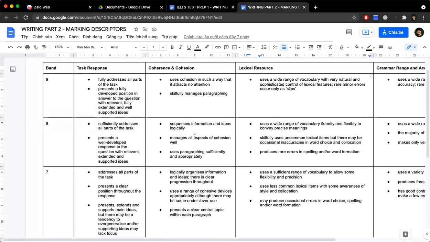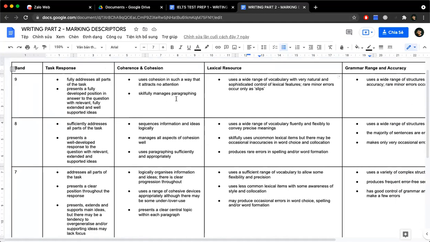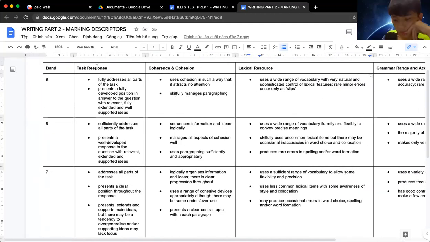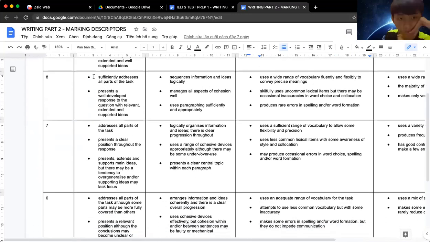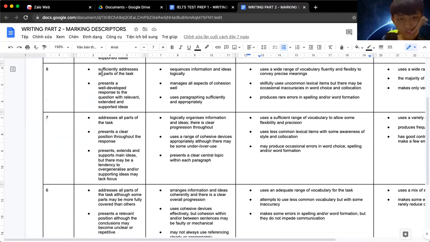Okay, so I will go through the criteria of writing in part two again. The first one is task response. It's quite hard to get nine, so we just focus on eight and seven, all right? So if you look at the first one, this one, right?